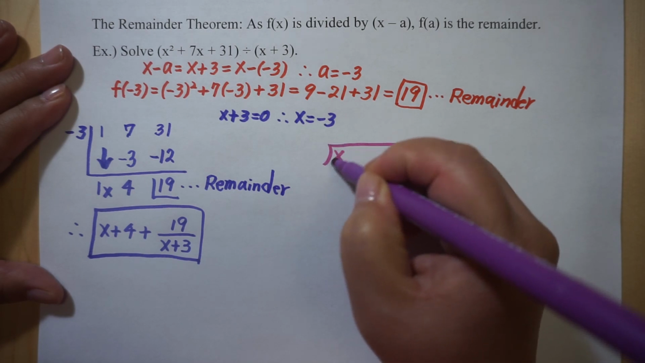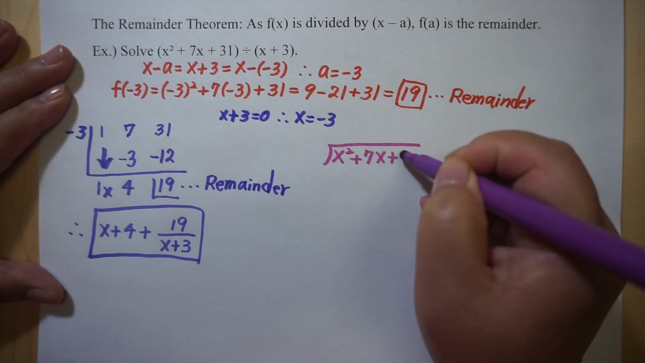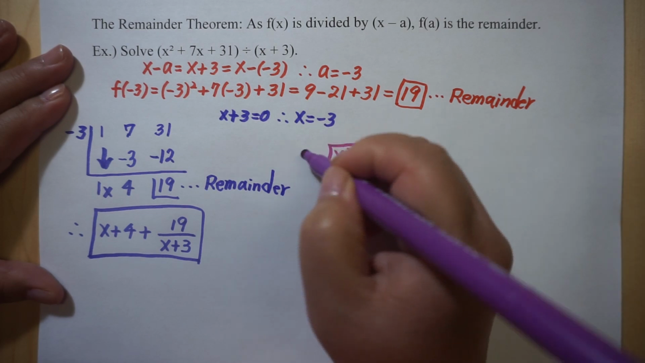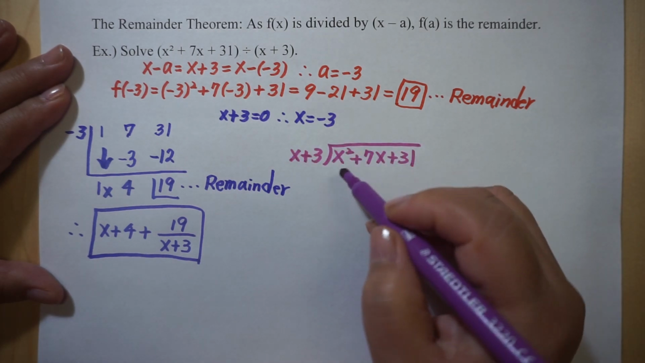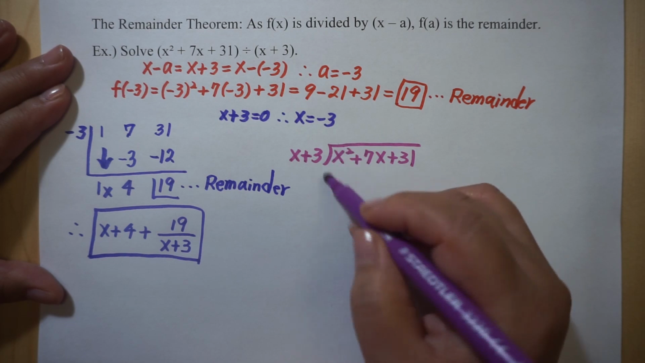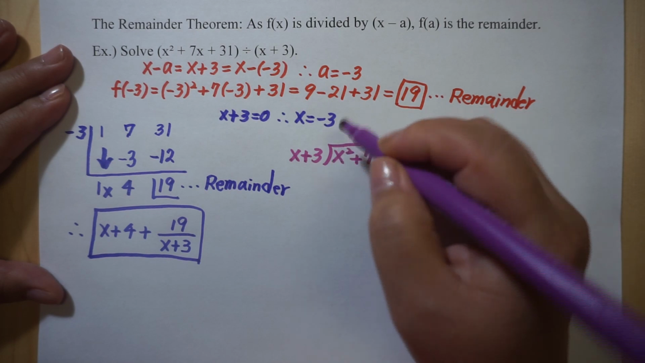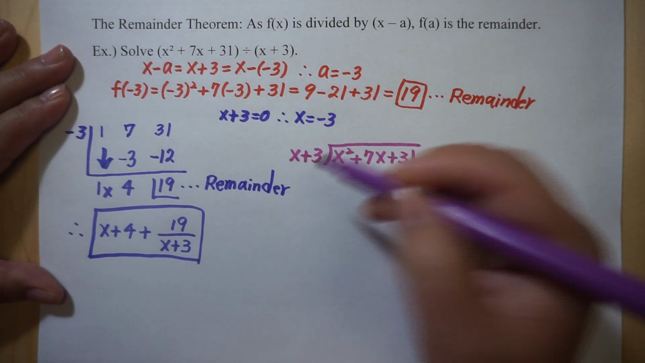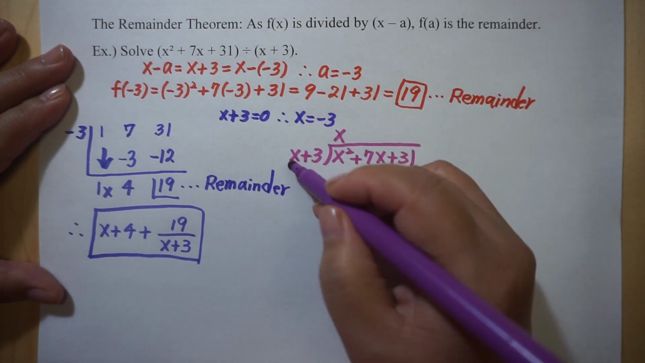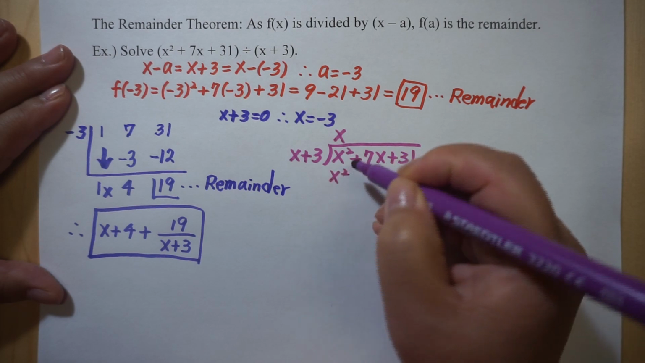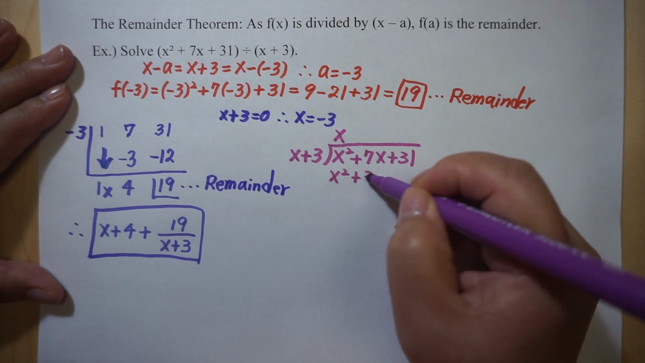So x squared plus 7x plus 31 divided by x plus 3. We always focus on the highest degree term, which is x squared this time. Okay, so what times x will be x squared? That is x, right? X times x is x squared. And you're not going to forget about 3. So x times 3 is positive 3x.